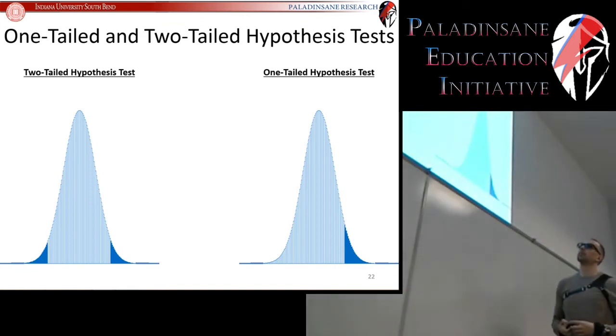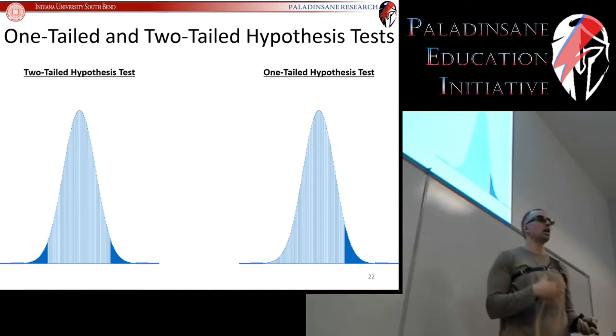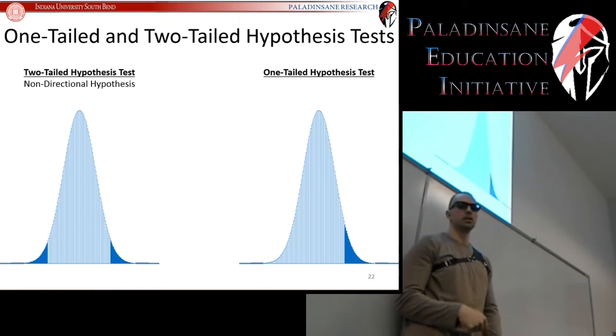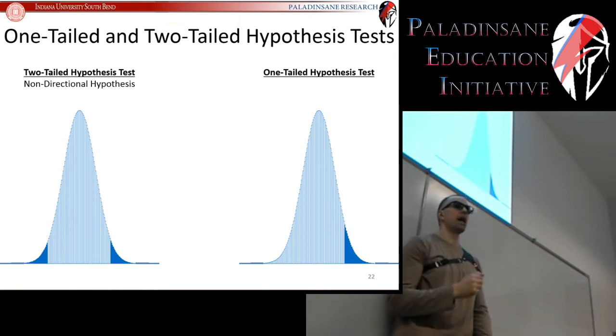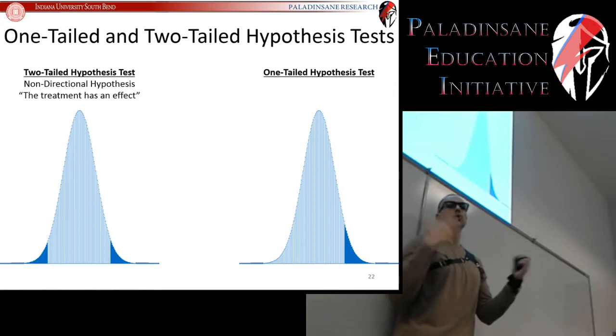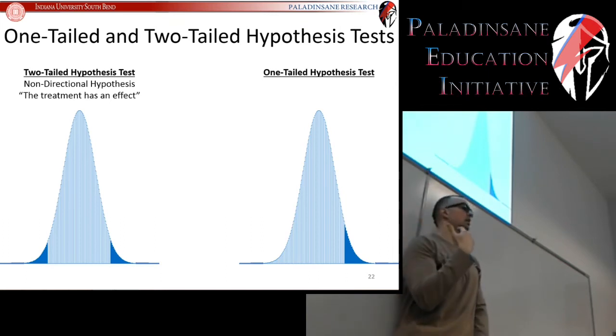Well, a two-tailed hypothesis is known as a non-directional hypothesis. And this is used when you're asking questions such as, does your treatment have an effect? So does this treatment change something? Does it go up? Does it go down? Right? So one example for this is social media on self-esteem. People are doing a lot of research on social media and its effects on self-esteem.